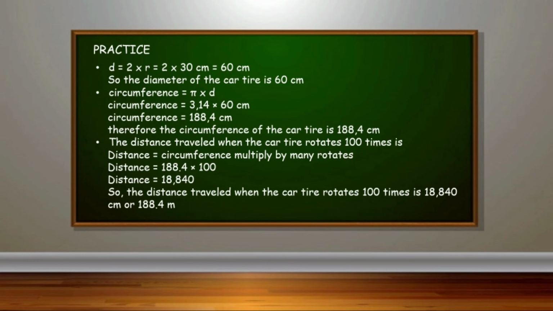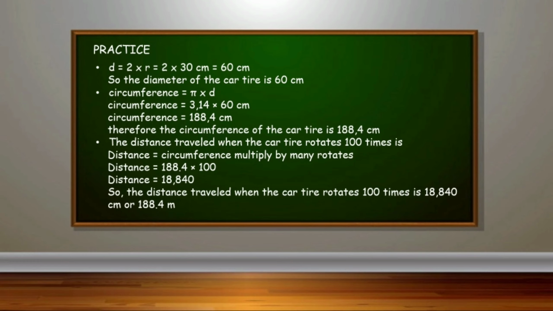Next, we look for the circumference of the car tire. The formula for finding the circumference of the car tire is pi multiplied by diameter. Pi is worth 3.14. 3.14 multiplied by 60. Therefore, the circumference of the car tire is 188.4 cm.